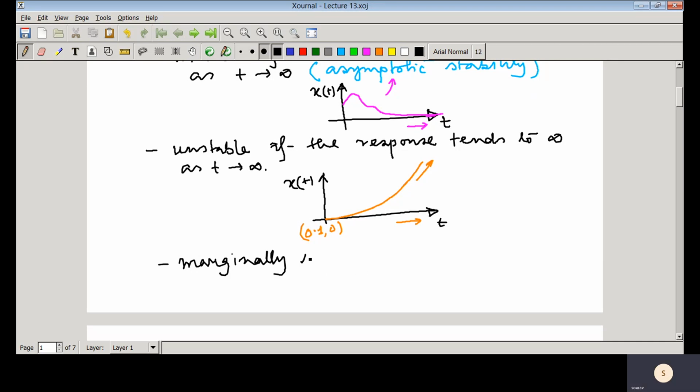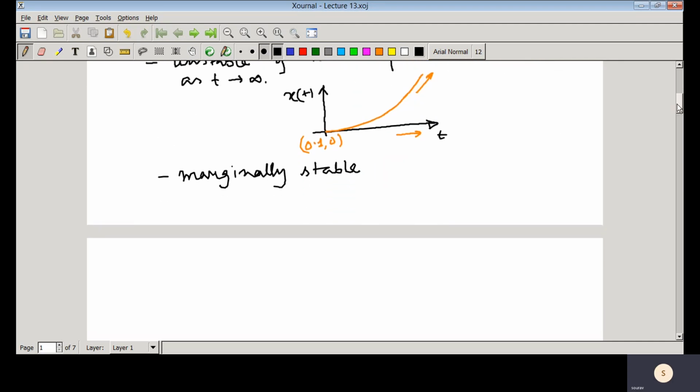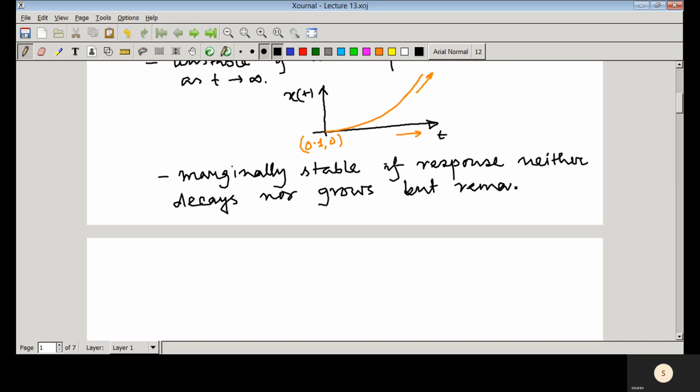Third one is that marginally stable, if the response neither decays nor grows but remains constant or oscillates.